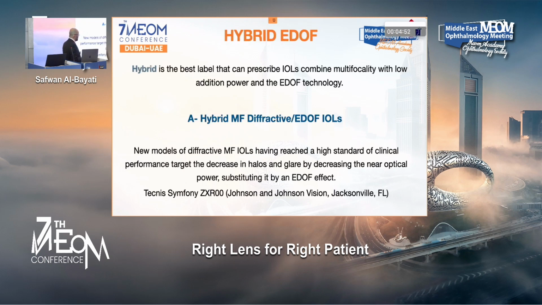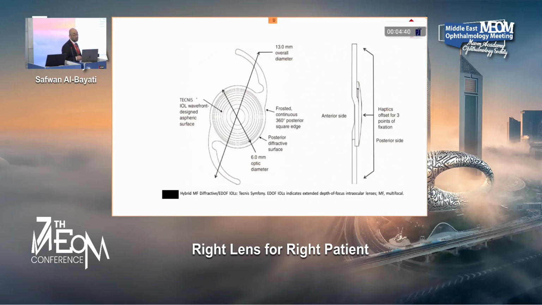Let us see. Now, the hybrid EDOF, it's a modification. So it's an EDOF with a diffractive, like Synergy EDOF. That's Synergy. And what they did is that they reduced the rings from 22 to 9, and they add 1.5 to the center. That's the Symphony.